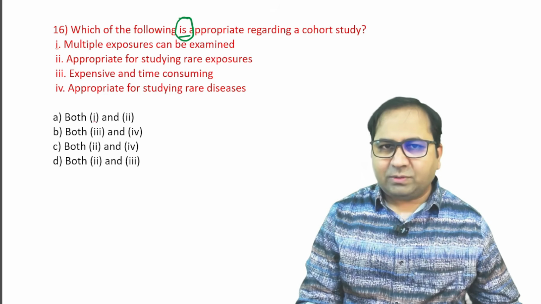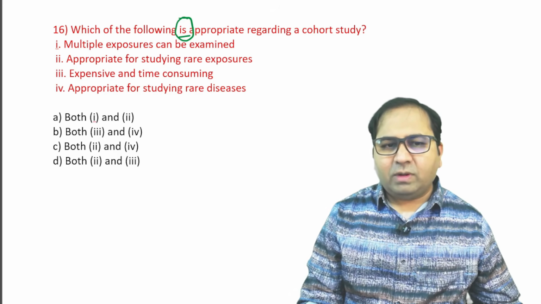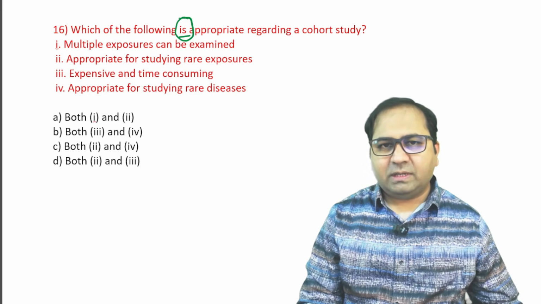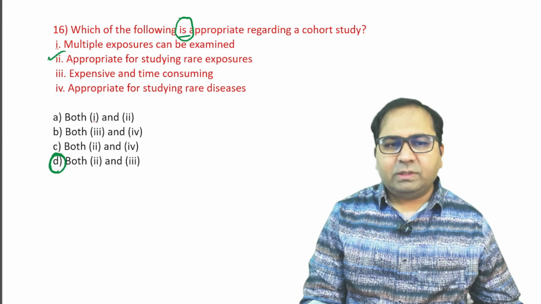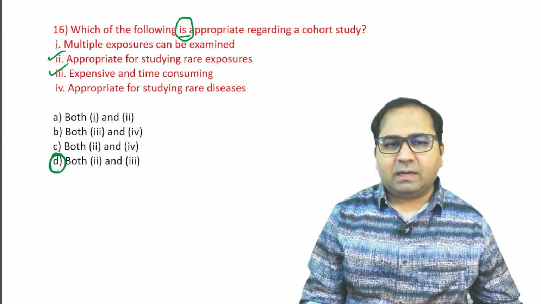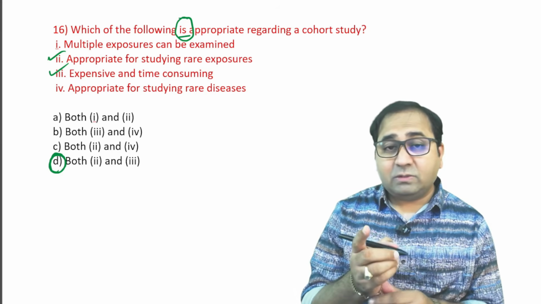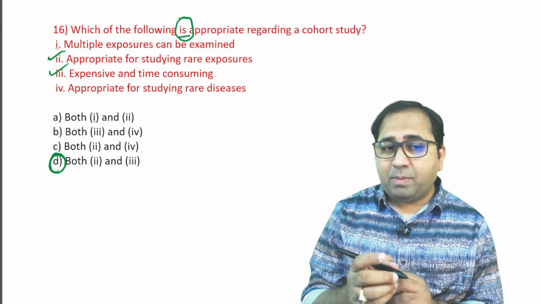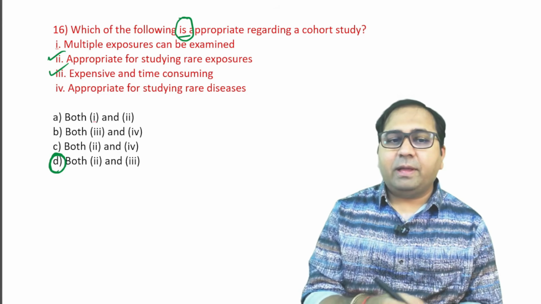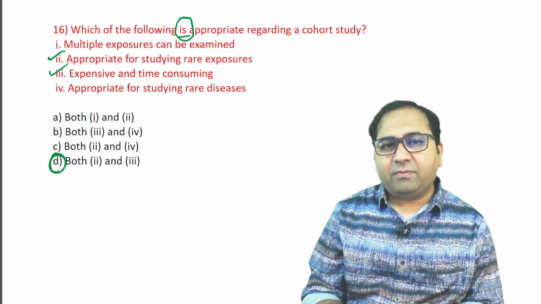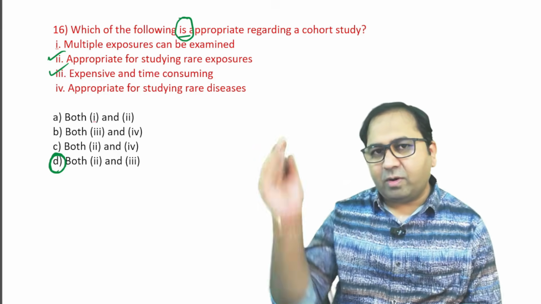To answer this question you have to be perfect with the features of cohort study. So what is the answer? The answer is option D, that statement number 2 is correct and statement number 3 is correct: the cohort study is appropriate for studying rare exposures. It is not for rare diseases. Please remember, it is appropriate for studying rare exposures. Another correct statement is that it is expensive, definitely, and time consuming. Cohort study is time consuming, you have to wait for long years.